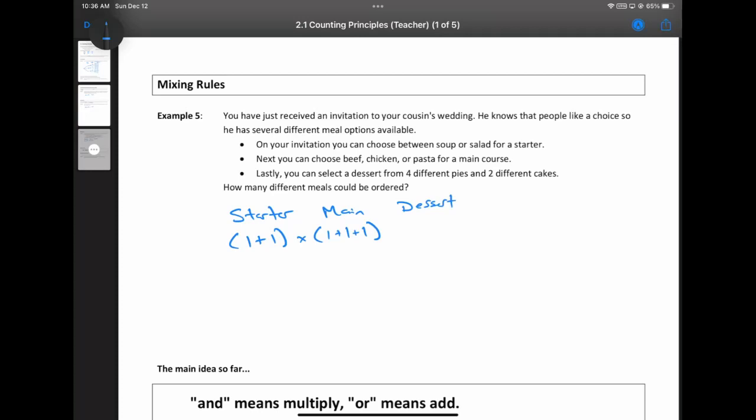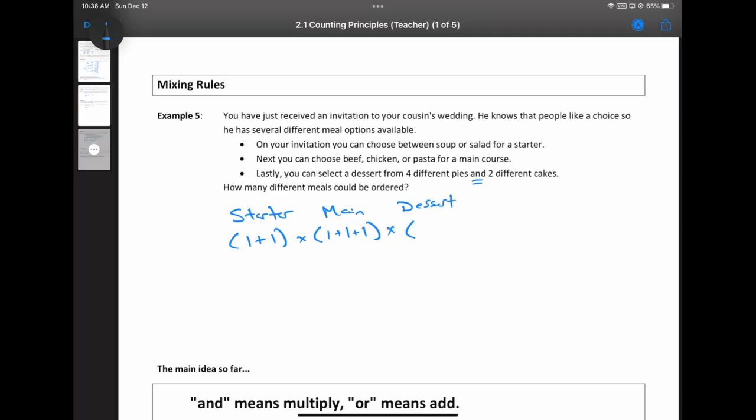And then for dessert, we also get a dessert, so that's an and. We don't have to choose a dessert or a main course, so and. And we get to choose from 4 different pies and 2 different cakes. Now, I want you to read what that says, and I want you to think about what it means, because I do unfortunately see the word and in there, but I don't think the intention here is that you get a pie and a cake.